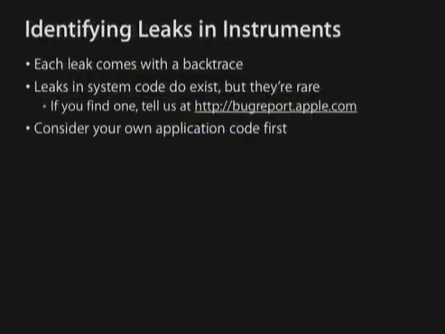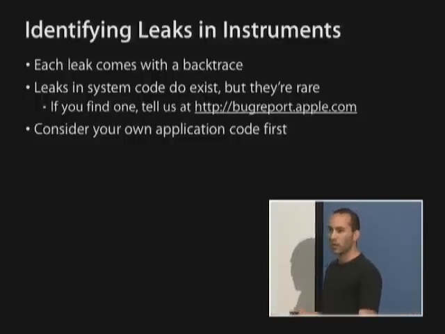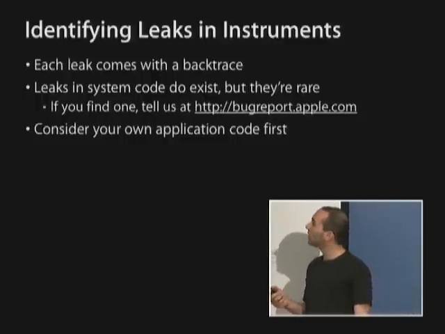Each leak comes with a backtrace of where the object was allocated. So this makes it really easy. When you see a leak that's occurred in your application, it points you right to where that object came from. And you can usually balance it right there from inspection.